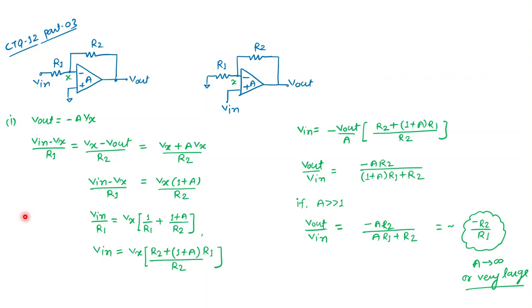Hello everyone. So in the continuation of CTQ 12, we are on part 3 where we will discuss the impedance calculation, the input impedance or output impedance, with both ideal and practical cases. And we will try to use the negative feedback concept also.